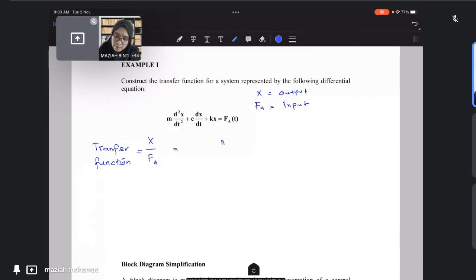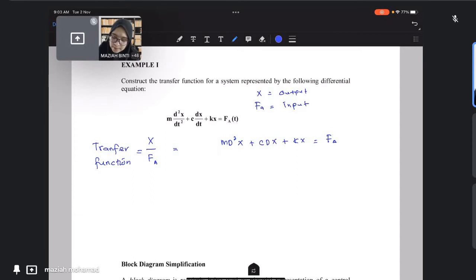So we have m d squared x, plus c dx, plus kx equal to FA. Okay, notice FA is in time because x is also in time. But because there is d over dt, we just write x there. All right, so we're going to separate this.